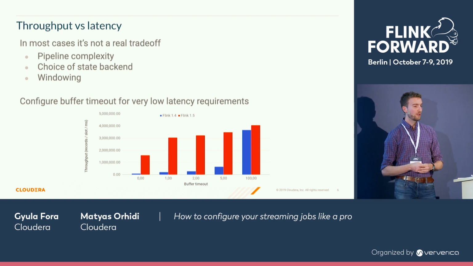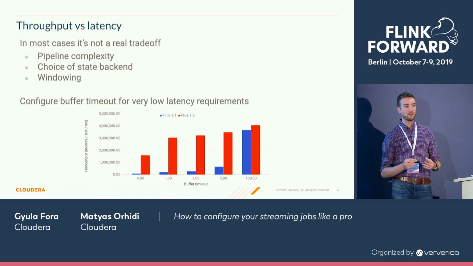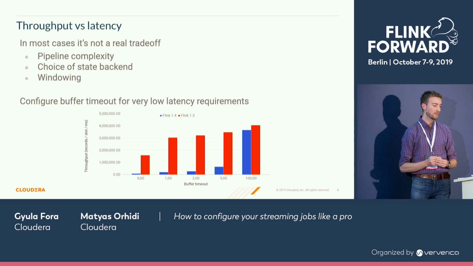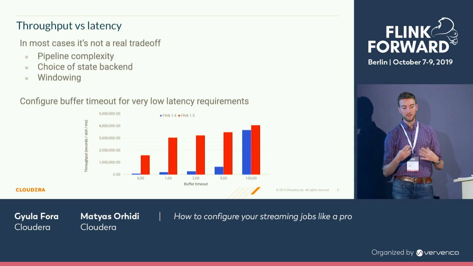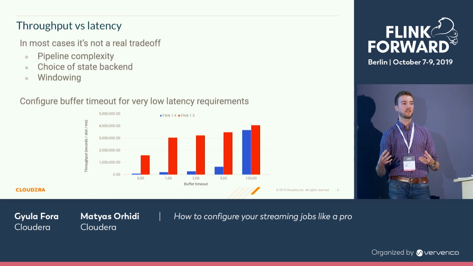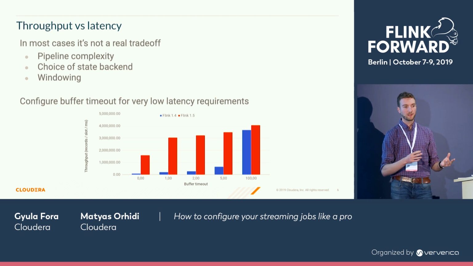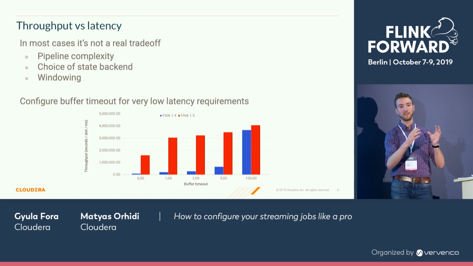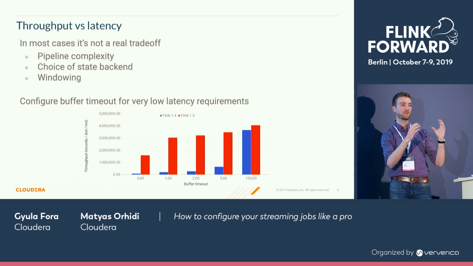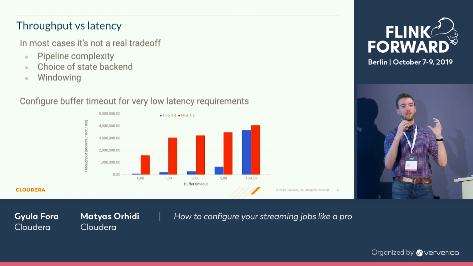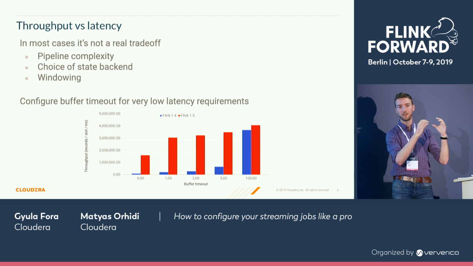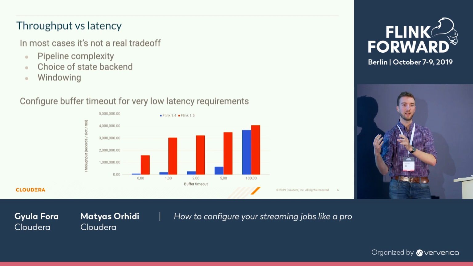The only configuration option that I can recommend you tune for certain cases is the buffer timeout in Flink. So the buffer timeout, what does it mean? Flink uses network buffers to transfer data from one operator to the other. Basically, the upstream operators put data into these buffers, and when these buffers fill up, they're transferred downstream. And if the buffer doesn't fill up completely in a certain time, then these buffers are transported half full anyway.